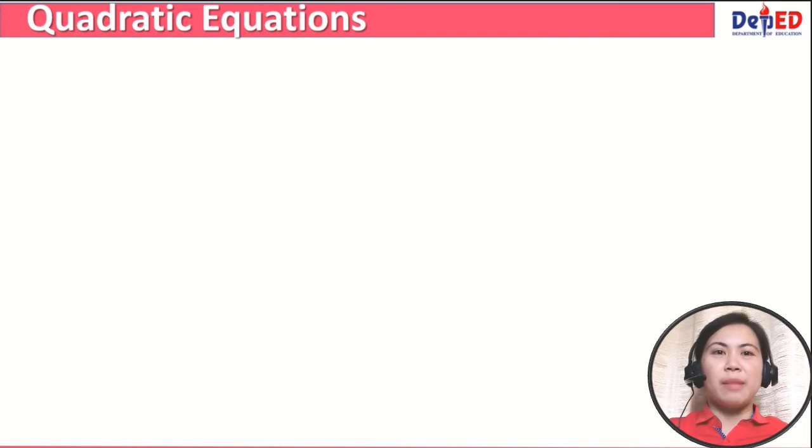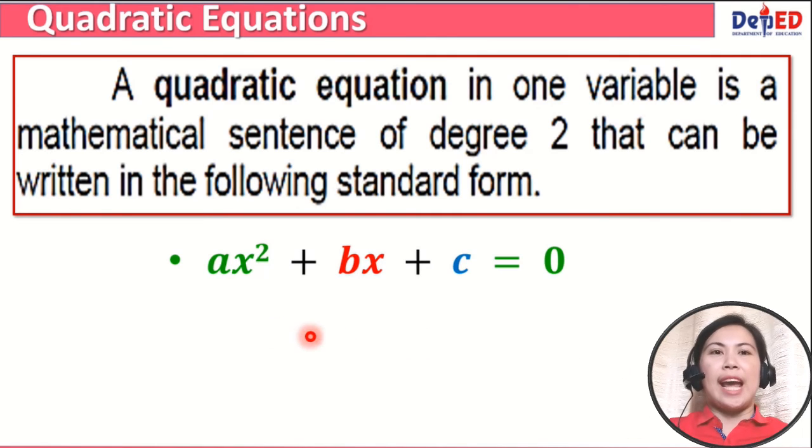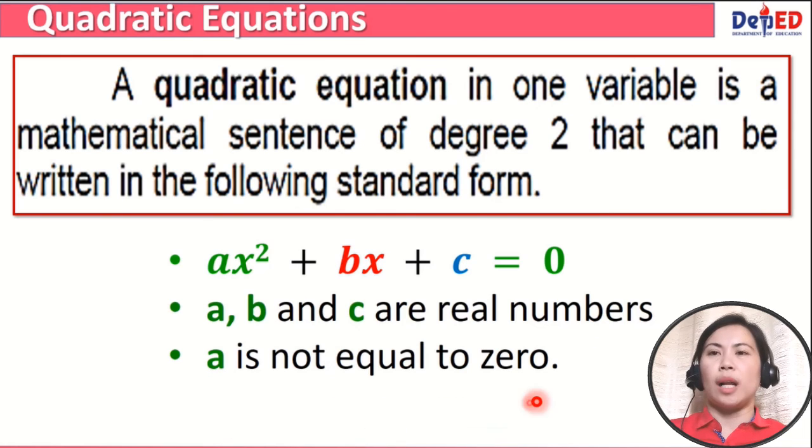What are some important points that you should remember about quadratic equations? A quadratic equation in one variable is a mathematical sentence of degree 2 that can be written in the following standard form: ax squared plus bx plus c is equal to 0, where a, b, and c are real numbers and a is not equal to 0.